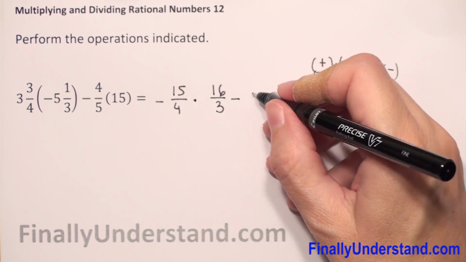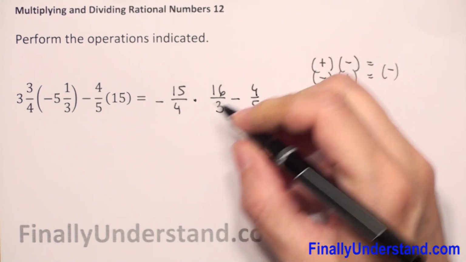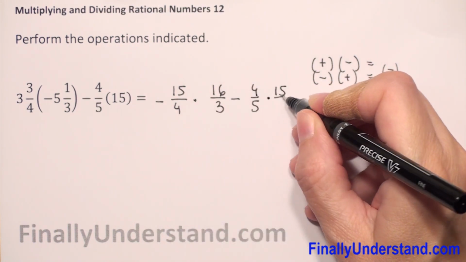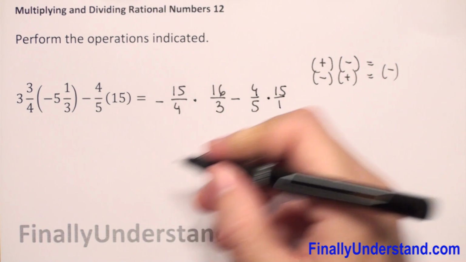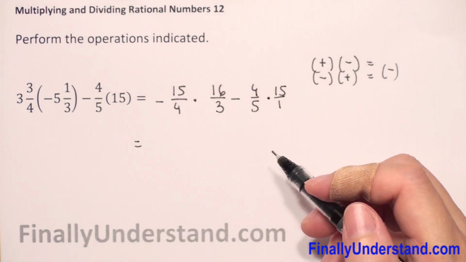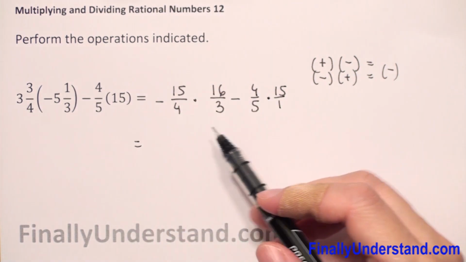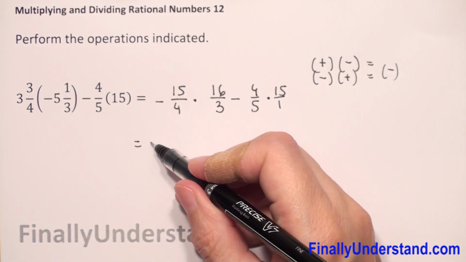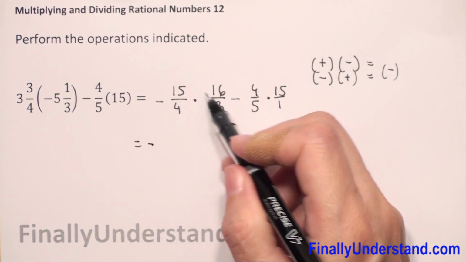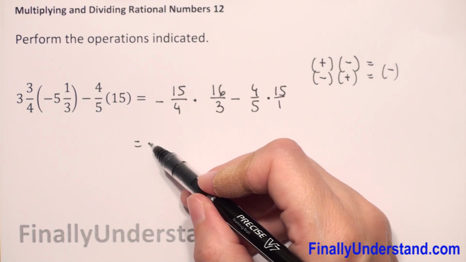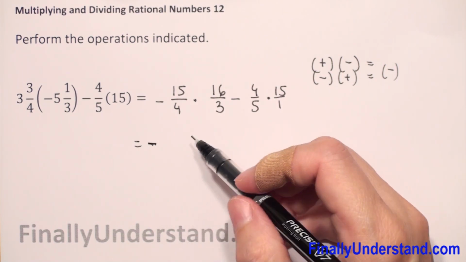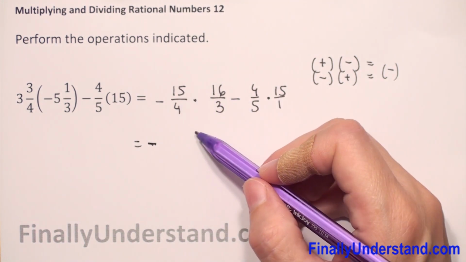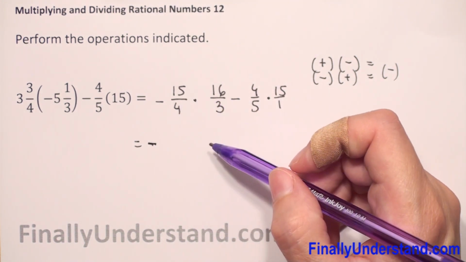Minus, and we have 4 over 5 times 15, which we will change to a fraction, 15 over 1. So this is equal. And now, like I said, because we have positive times negative, the first multiplication gives us a negative sign. I write this before.